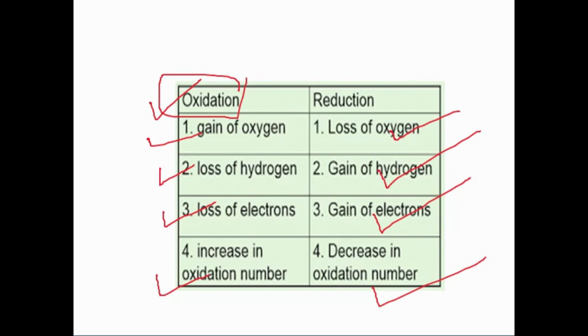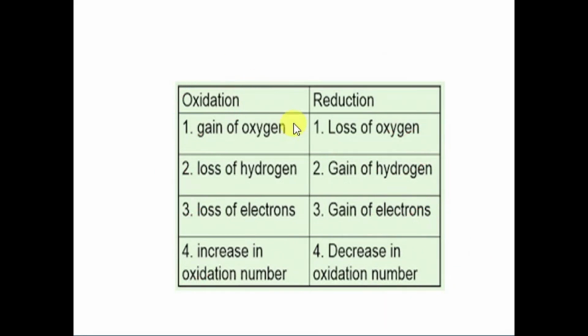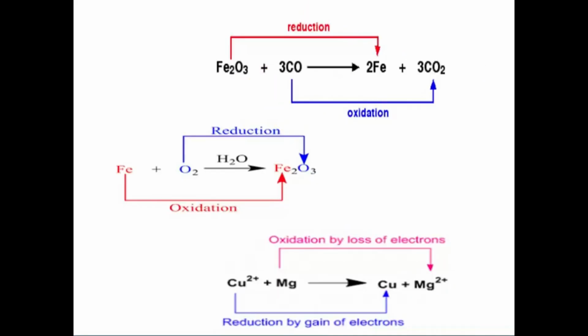Now we'll learn this with the help of certain reactions. So we'll see this reaction. In this reaction, you'll see that Fe2O3 is present. When Fe2O3 reacts with CO, it will form 2 Fe and 3 CO2. So here in Fe2O3 we have oxygen attached, but on this side you'll see oxygen is not attached. So here oxygen has been removed. Because oxygen has been removed, this reaction is called reduction. Reduction is taking place.